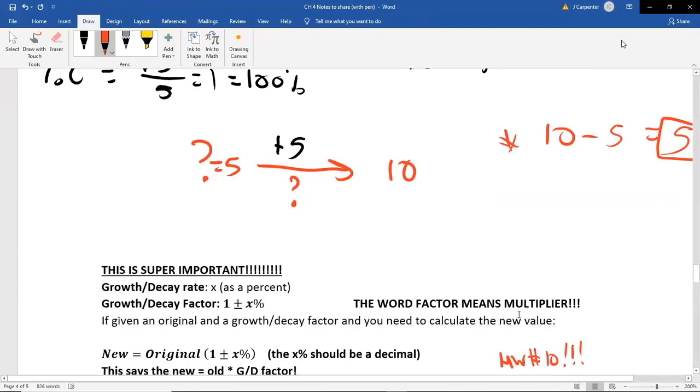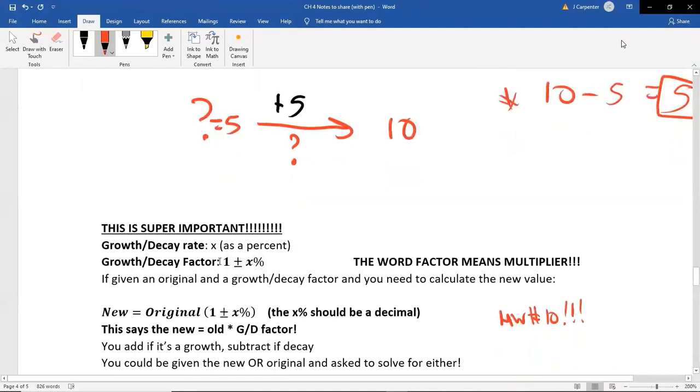See, this is a different perspective. What we were doing in the past was we were given the original and the new, the old and the new, and we were finding the percent change. The percent change is the growth factor or decay factor. So now instead of being given the new and the old and finding the total change and percent change, we're going to have the percent change and the original and find the new. Or we can be given the new and the growth factor and find the old. We'll get into that as well.